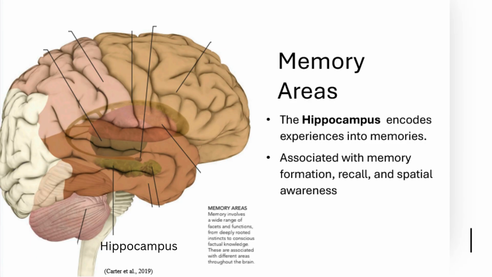The hippocampus is involved with encoding experiences into memories, also referred to as memory formation. Additionally, it's involved in memory recall and spatial awareness. The hippocampus does this by selecting pieces of information to memorize and sending them to long-term memory areas of the brain. Damage to the hippocampus produces an interesting problem. Individuals can recall information that has already been encoded to long-term memory, but they may be unable to form new memories.